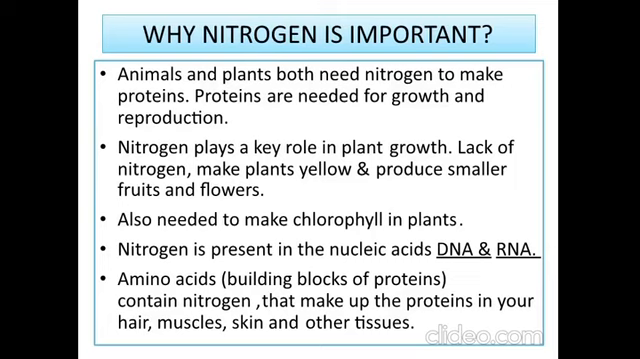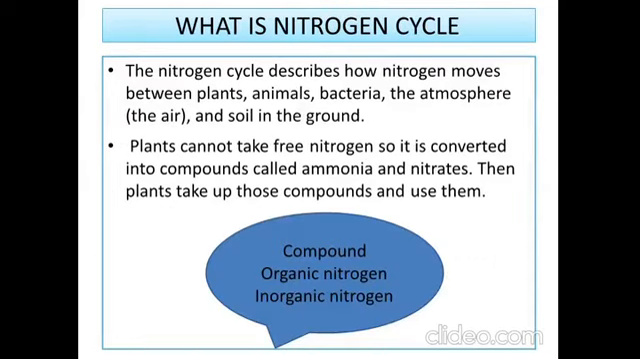Nitrogen is also needed to make chlorophyll in plants. Nitrogen is present in the nucleic acids, DNA and RNA. Amino acids, that is proteins, contain nitrogen that makes up the proteins in your hair, muscles and skin. So nitrogen is very important for survival of plants, animals and humans.